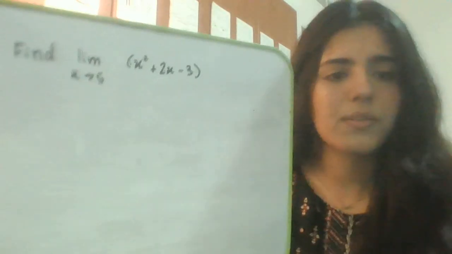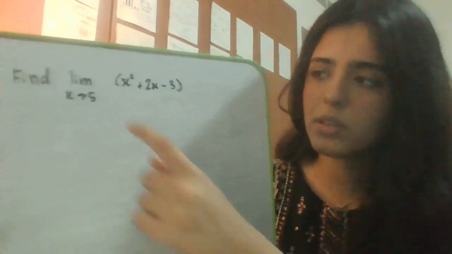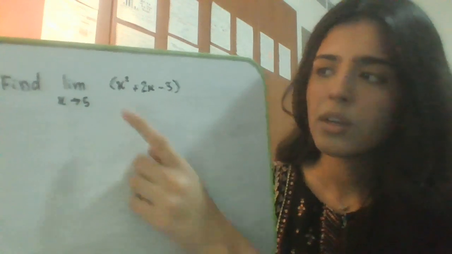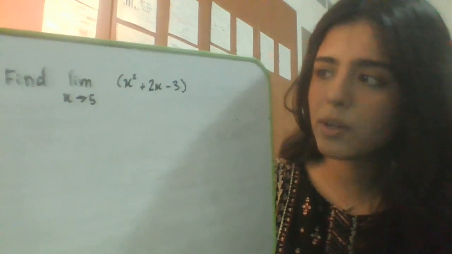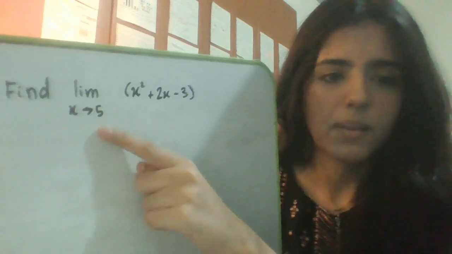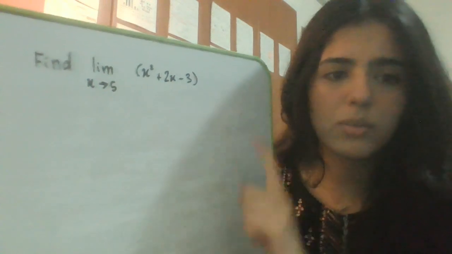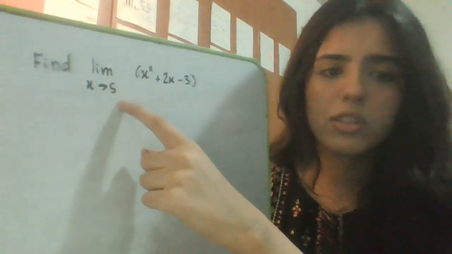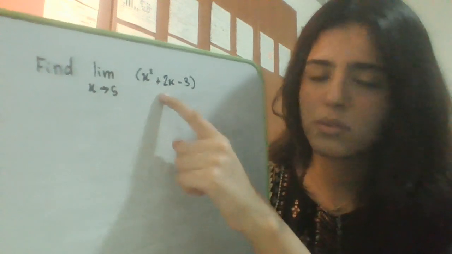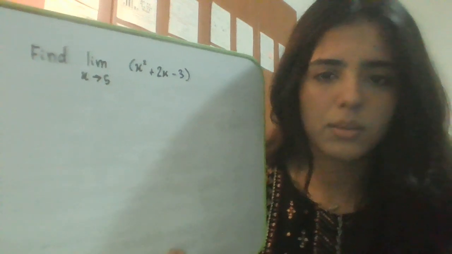Okay guys, so this is the first example and it's pretty easy because all you need to do is just substitute the 5 into x. So what this question is asking is to find the limit of x squared plus 2x negative 3 when x is approaching 5. And to do that, because there's no denominator that makes the equation equal to 0, you can directly just substitute x into 5. Okay, you'll substitute 5 for x and then you'll get your answer.